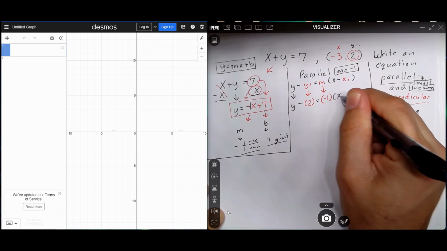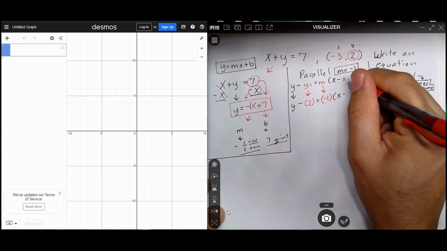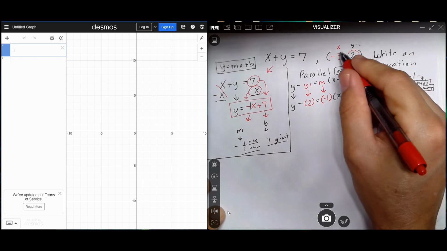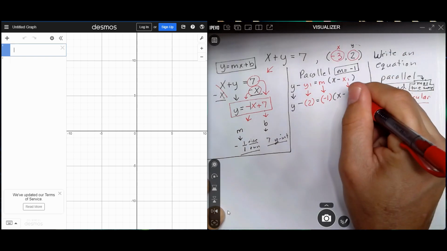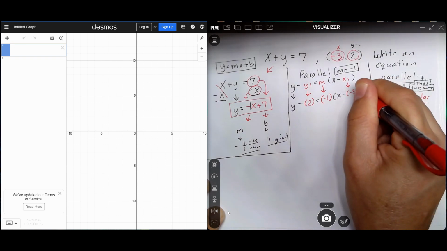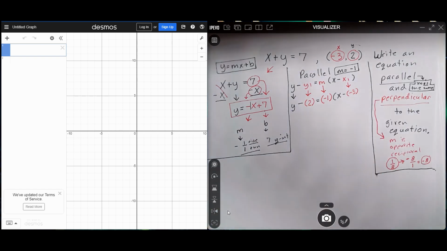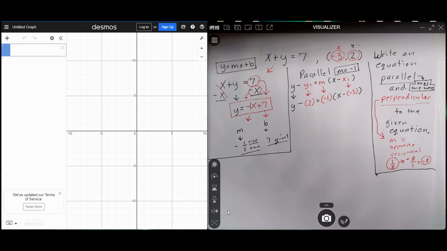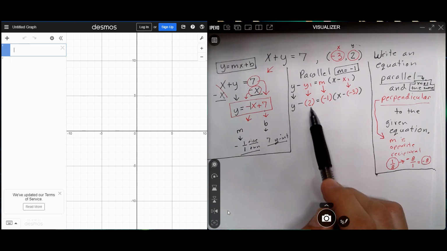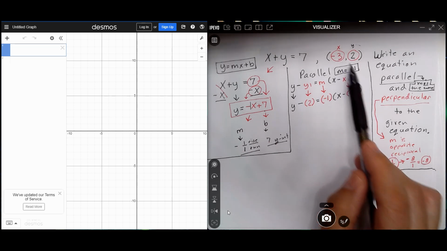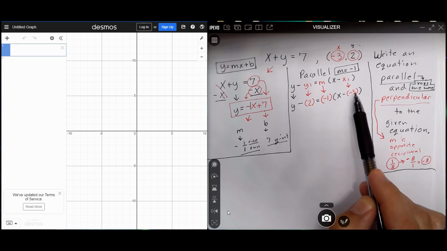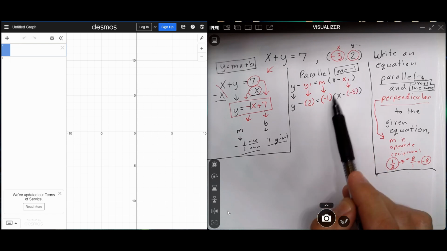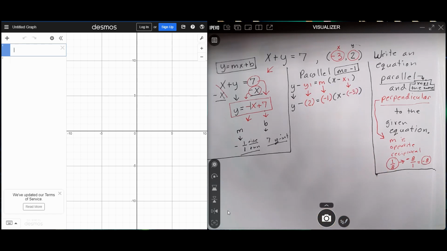And then we have x minus my x1, and my x1 is -3. Notice anytime I replace a variable with a number, I am putting it in parentheses. Make sure you do that so you don't forget to distribute. So now I'm ready to go to the next step. I've written my values: my y value in y1, my x value in x1, and my slope, my m, in the m position.